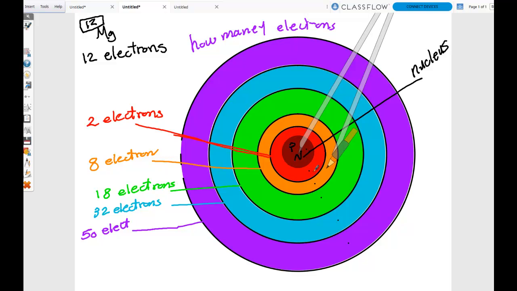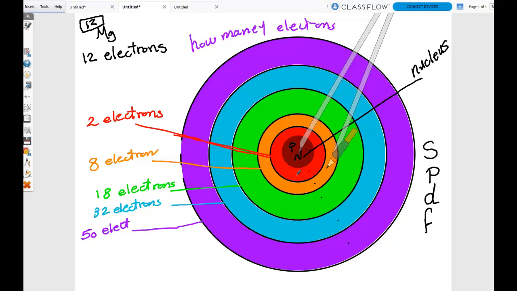Shell number 1 has only one subshell, it doesn't have any other subshells. Shell number 2 has 2 subshells. Shell number 3 has 3 subshells. Shell number 4 has 4 subshells. The order of subshells is S, P, D, and F. This is the order of the subshells.